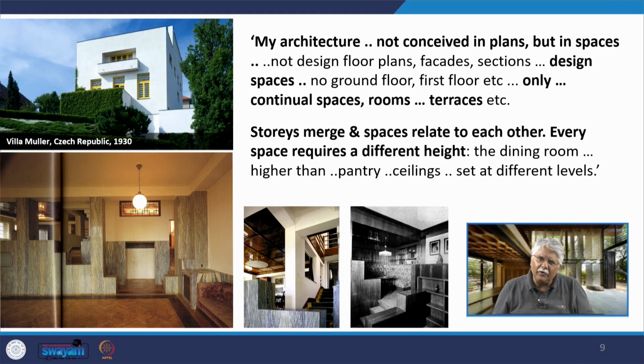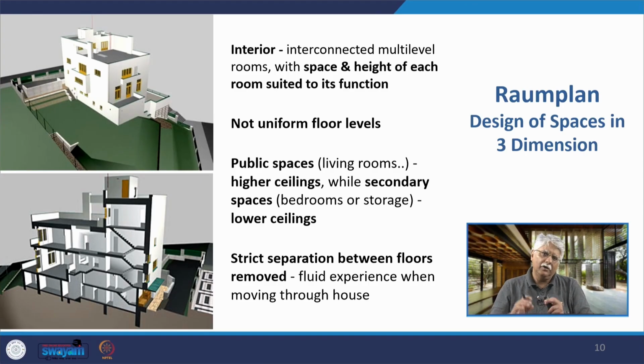So what he did was he experimented by designing spaces and integrating them or connecting them in the vertical direction with changing floor levels. So the best way to understand a house of Adolf Loos is to look at the section of the house. This section here shows how in this part, for example, the floor levels are changing. Interiors are interconnected multi-level rooms with space and height of each room suited to its function. This is called a Raumplan, design of spaces in the vertical or in 3 dimensions.